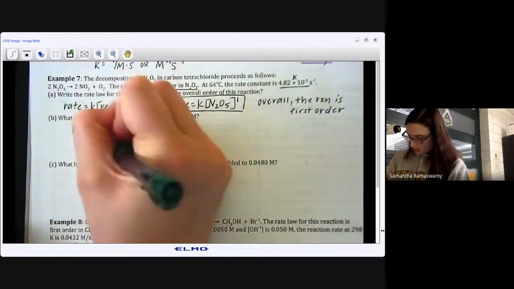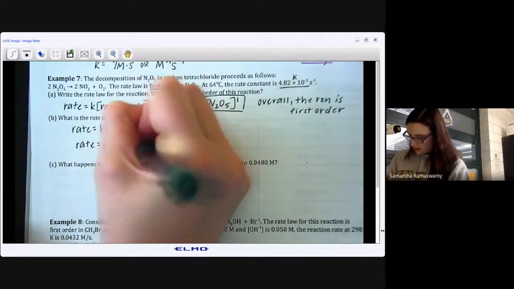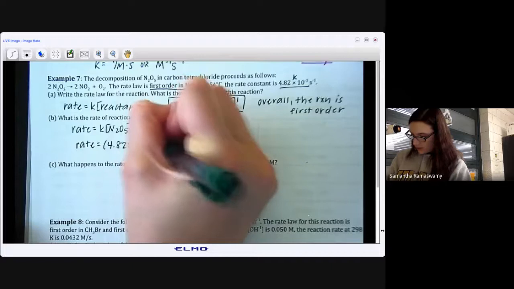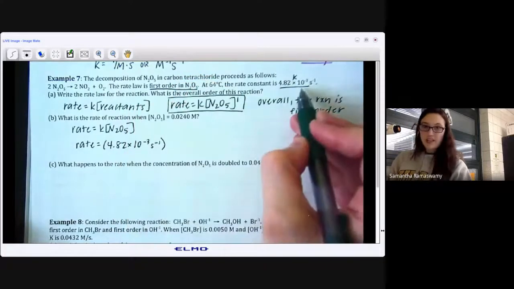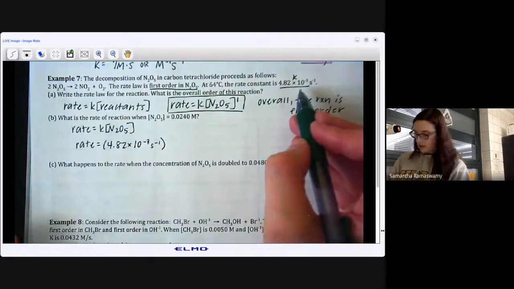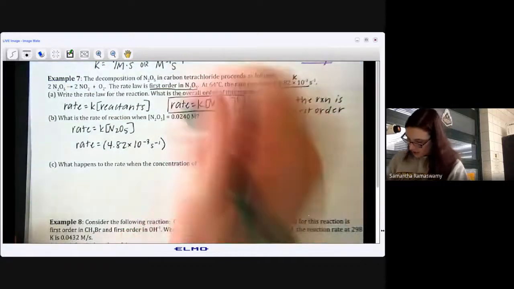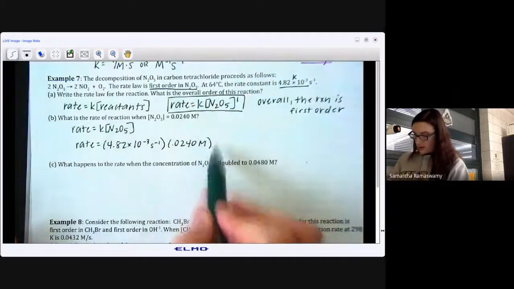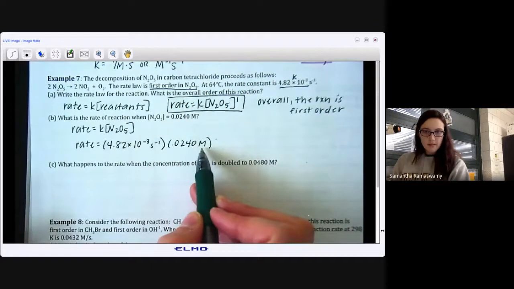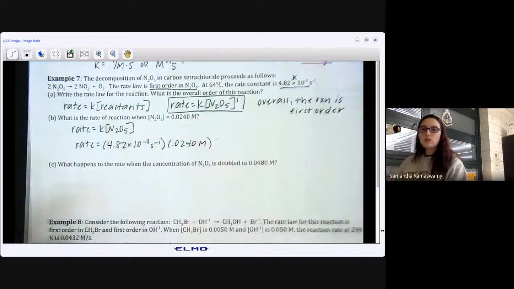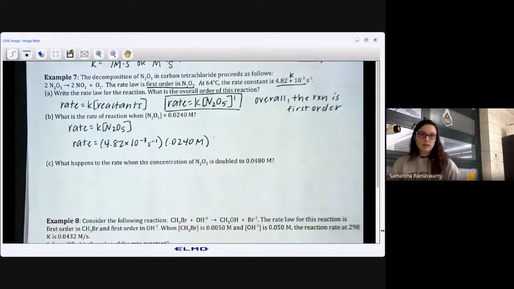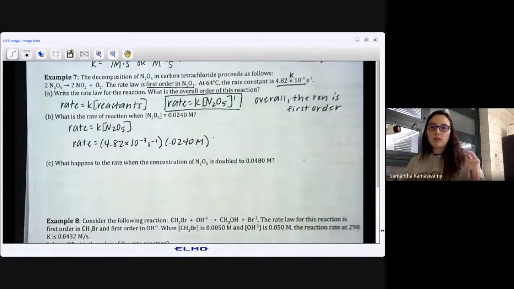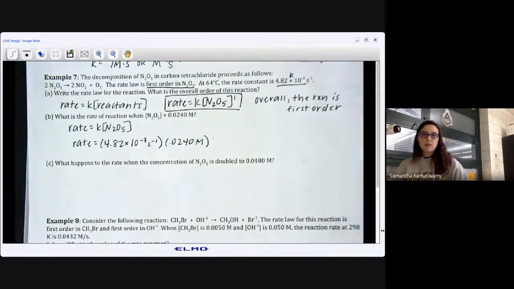So rate equals K, which is 4.82 times 10 to the negative third per second. Again, they gave us the rate constant. The concentration of N2O5 is 0.0240 molar. To the first power is just this number. Again, it's to the first power because we have to use the rate law that we just wrote. It's first order with respect to N2O5, which means it's going to be first order the entire time. This exponent will not change.